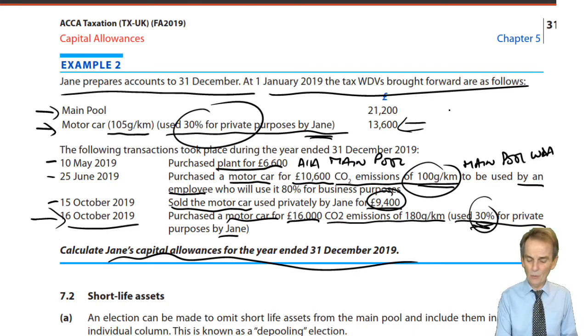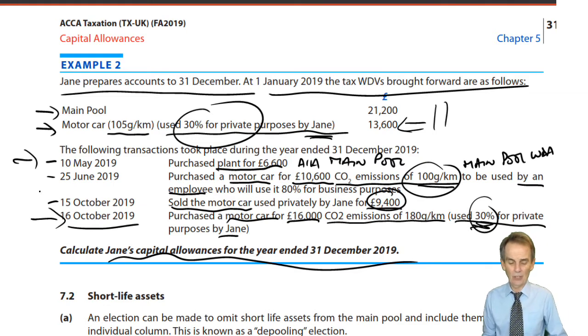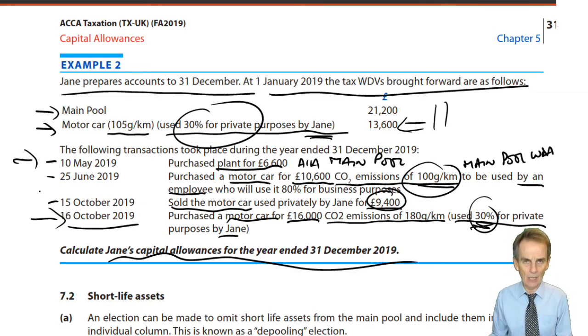We can then bring forward the tax written down values, add in the additions, firstly those that rank for AIA, take the AIA. Then those that rank for WDA, those are the cars here that we have bought. We then deal with any disposals. We have here a disposal of the original car with private use by the proprietor, so that, as we've said, will give rise to a balancing adjustment.